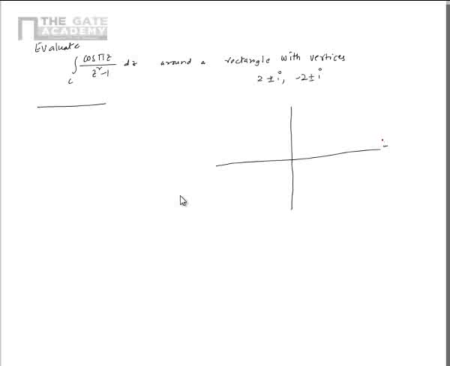Okay, so 2 plus i lies somewhere here, 2 minus i will lie somewhere here, minus 2 plus i will lie somewhere here, and minus 2 minus i lies somewhere here. Okay, so if I close this curve by joining all these 4 points, it basically becomes a rectangle joining these 4 points.